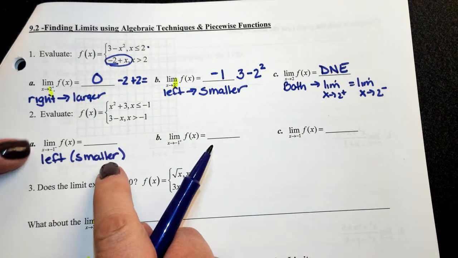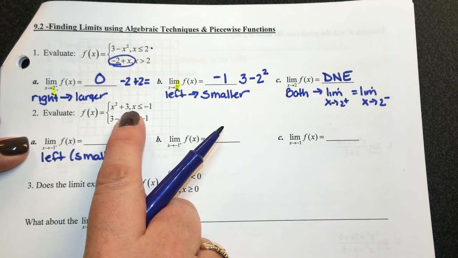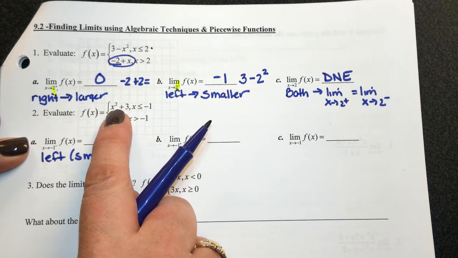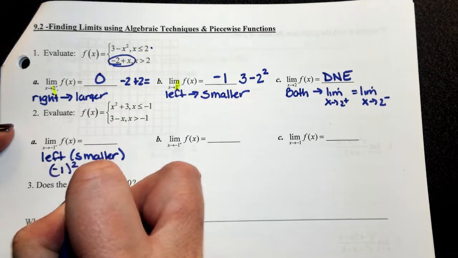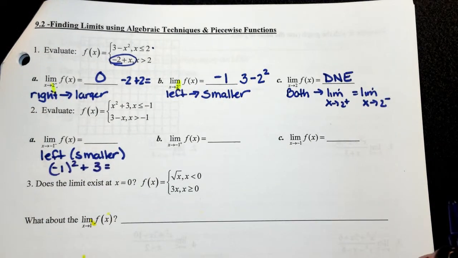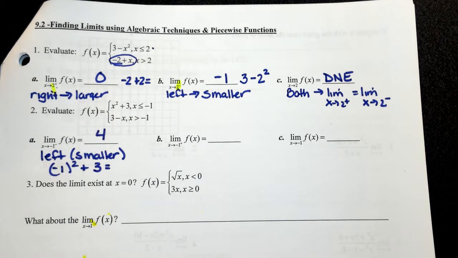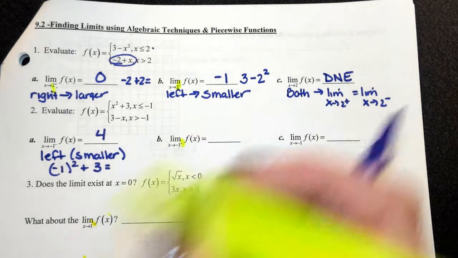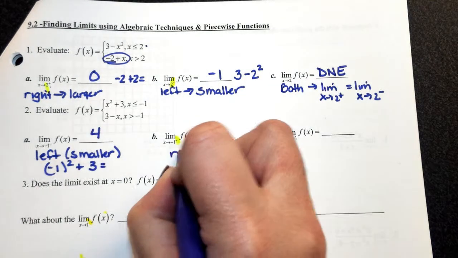So again, where are we smaller than negative 1? That's going to be in the first equation. So I'm going to plug negative 1 into x squared plus 3. So negative 1 squared plus 3. So what's negative 1 squared plus 3 going to give me? 4. So now the limit as x approaches negative 1 from the plus sign. What side are we looking at? Left, right, or both? Right.